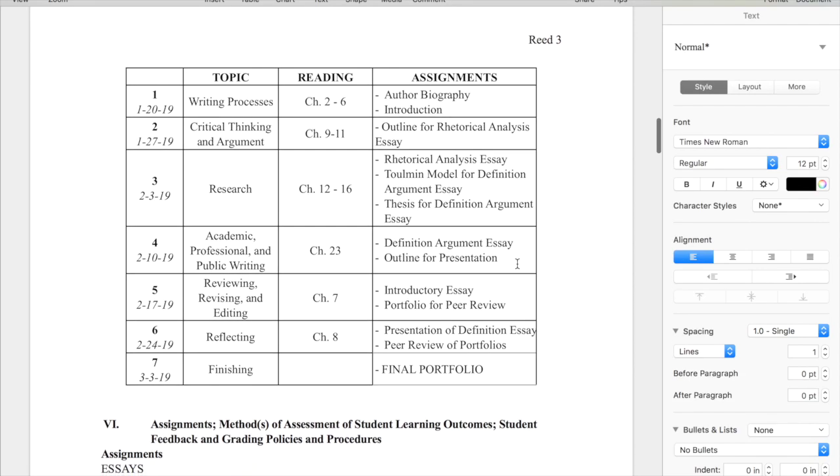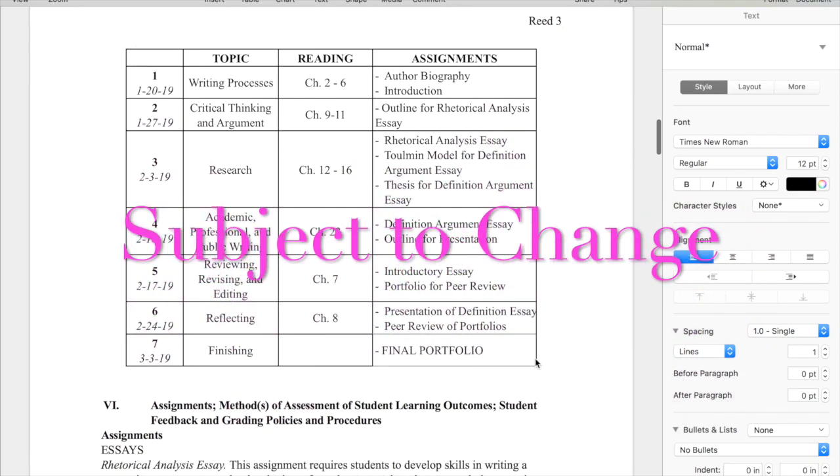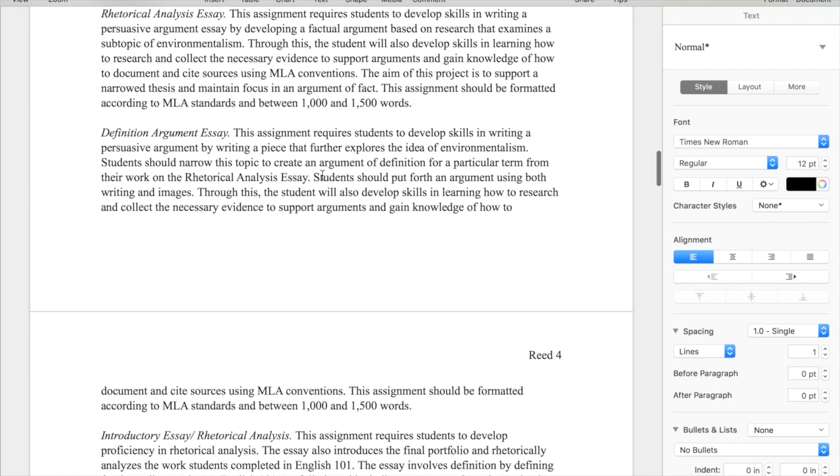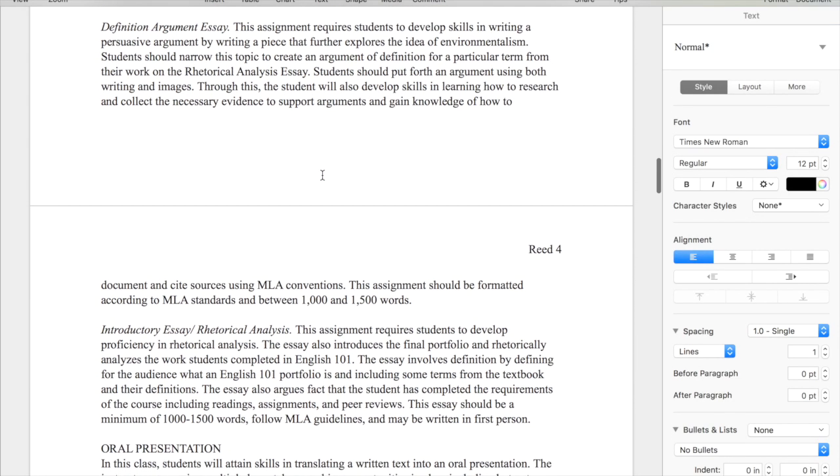Then we have the basic calendar of things going on. You will write a rhetorical analysis essay that'll be 1,000 to 1,500 words in MLA format. Then you will try to do your own persuasive writing in a definition argument essay, which will be 1,000 to 1,500 words. And it will further explore some of the ideas that you found in the rhetorical analysis essay.